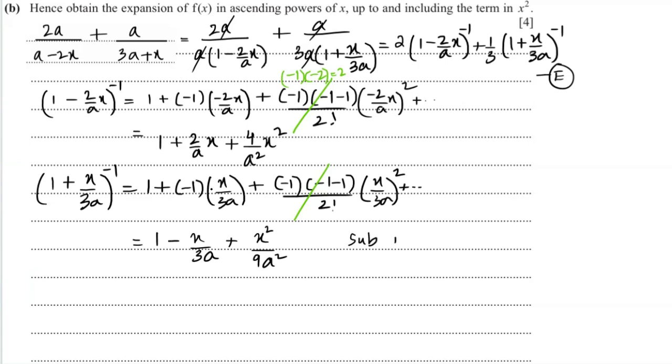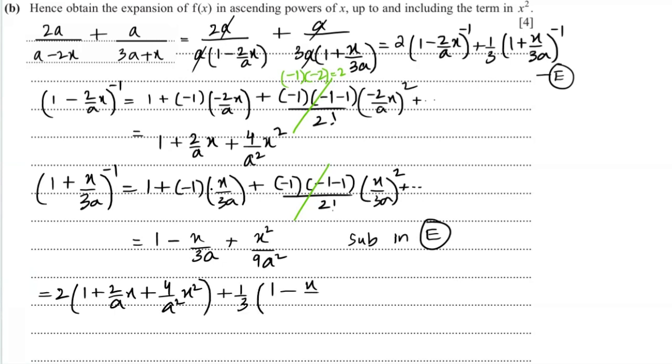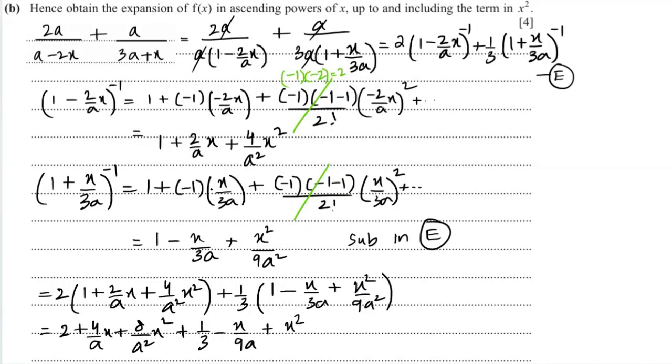So sub in E, right? My expression will look like 2 times 1 plus 2 over ax plus 4 over a squared x squared, and plus 1/3 times 1 minus x over 3a plus x squared over 9a squared. I'm running out of space, but I'll try my best to simplify this here. 2 plus 4 over ax plus 8 over a squared x squared plus 1 over 3 minus x over 9a and plus x squared over 27a squared.